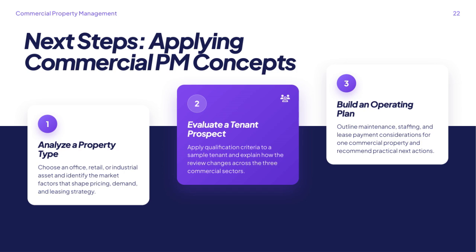Next, we evaluate a tenant prospect by applying qualification criteria. This means reviewing potential tenants and recognizing how the evaluation differs across these three commercial sectors, since what works for an office tenant may not be suitable for retail or industrial tenants. Finally, we build an operating plan. This includes outlining key considerations like maintenance schedules, staffing needs, and lease payment processes for a selected commercial property. Based on this plan, we then recommend practical next steps to ensure smooth, effective property management going forward. Altogether, these steps form a comprehensive approach to managing commercial properties thoughtfully and successfully.